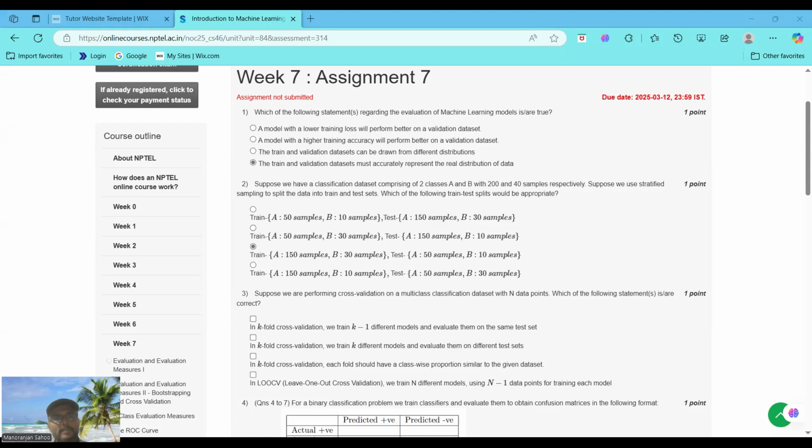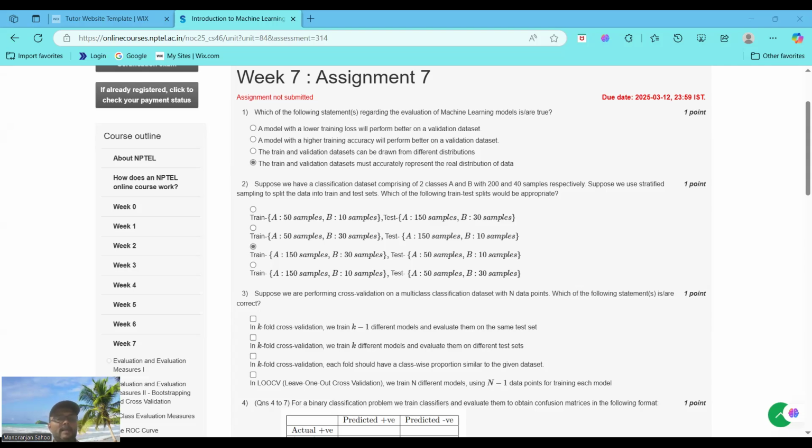In this problem, the total samples: suppose A equals 200, B equals how much? 40. The total is 240. Stratified sampling ensures the class proportions are preserved in both train and test sets. The original class ratio A to B is 200 to 40. That is how much? 5 to 1.